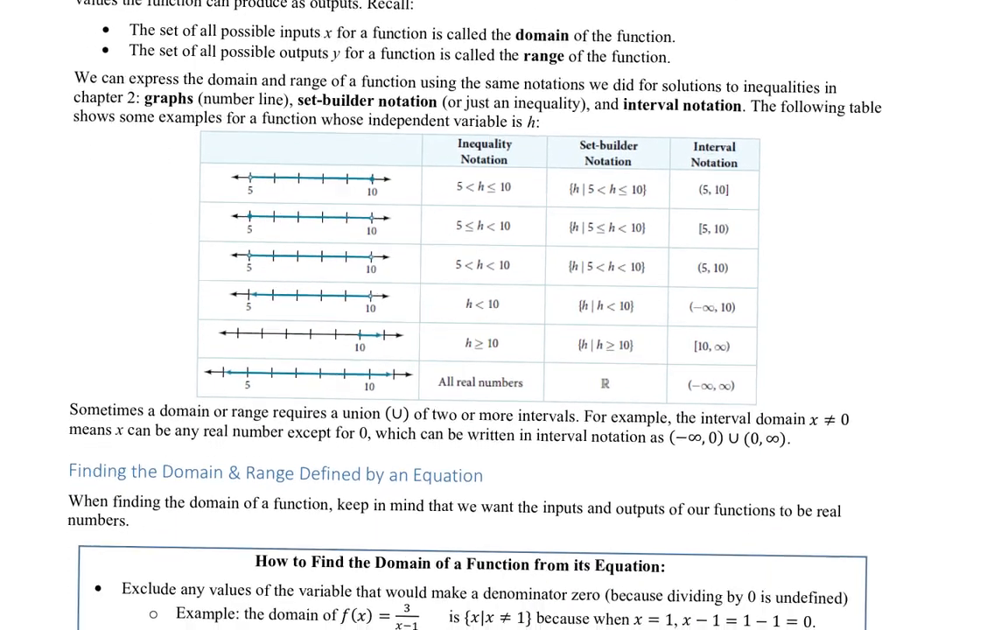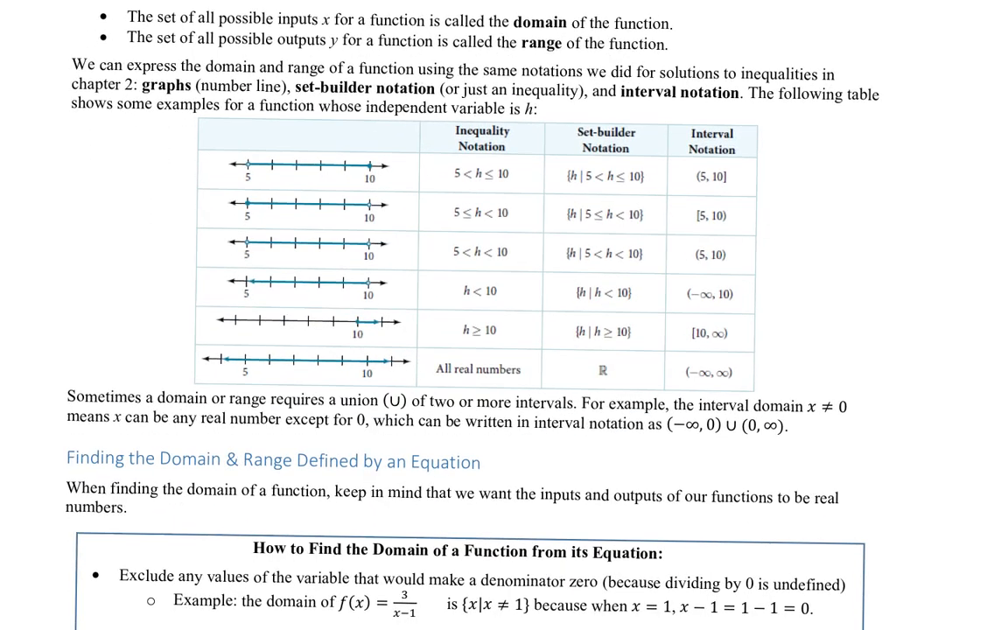Sometimes a domain or a range requires our union symbol on 2 or more intervals. For example, when x cannot equal 0 in our domain, we will write this answer in interval notation, meaning all numbers less than 0 and all numbers greater than 0, but not 0 itself.